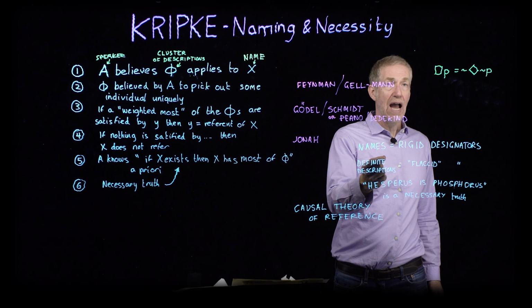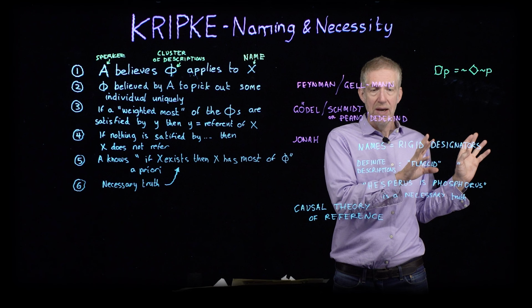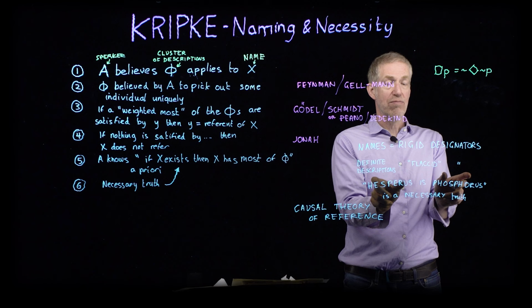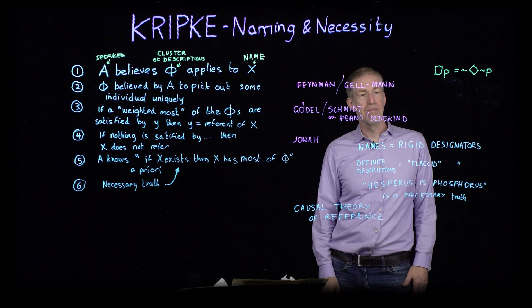So now, is it possible that in some worlds they used the word Hesperus to refer to something and the word Phosphorus to refer to something different? Yes, it is. But we're not talking about the word, we're talking about what Hesperus is. So when we say Hesperus is Phosphorus, we say the thing that this picks out is the thing that this picks out. And that's a necessary truth because it's saying that Venus is Venus, and that's true in all possible worlds. Huh. So that is a necessary truth.